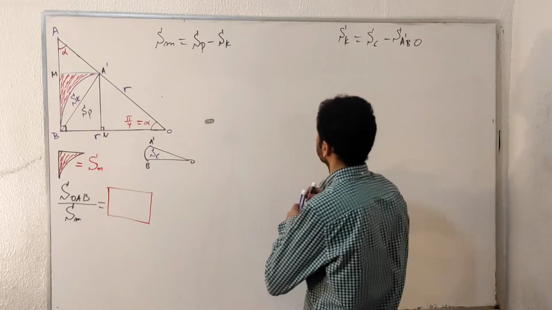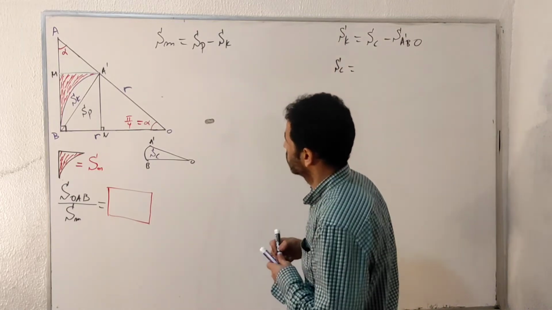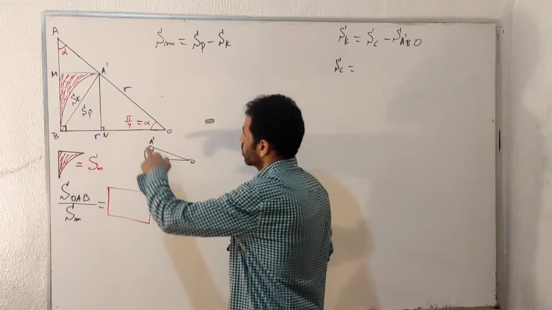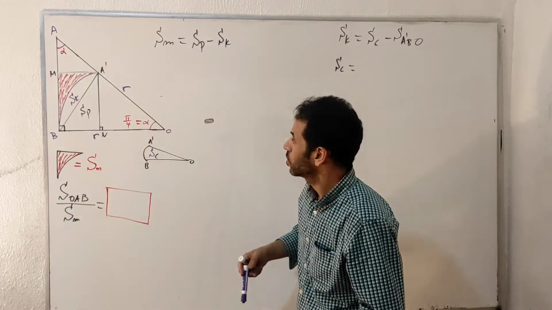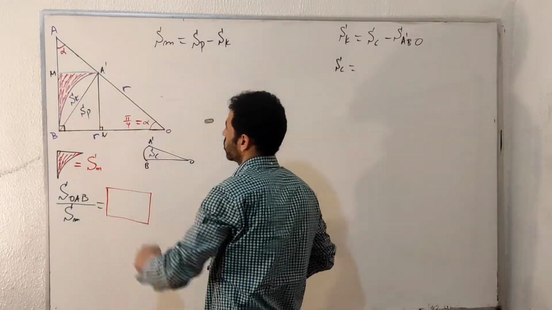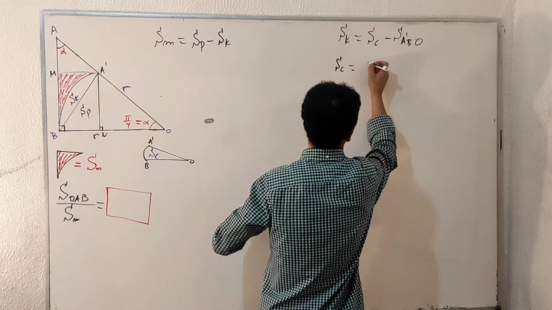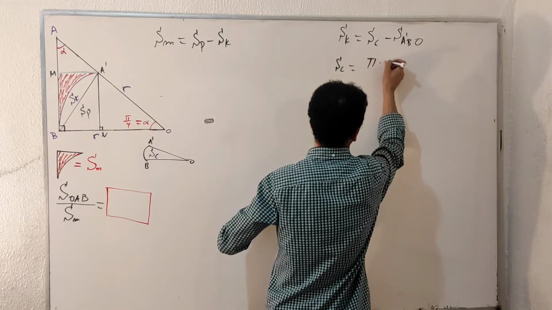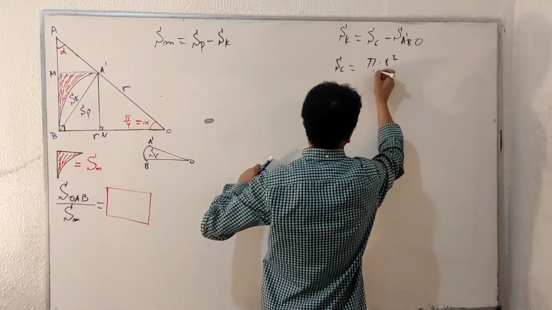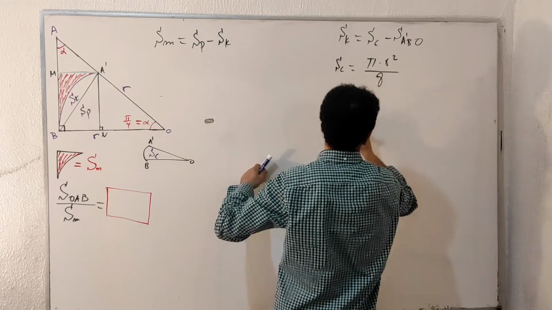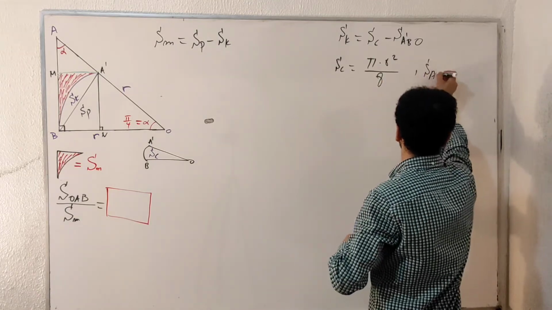So we know SC is a sector of this circle. Since this angle is pi over 4, the whole circle is divided by 8. So this area equals pi times R squared, where R is the radius of this sector, divided by 8.